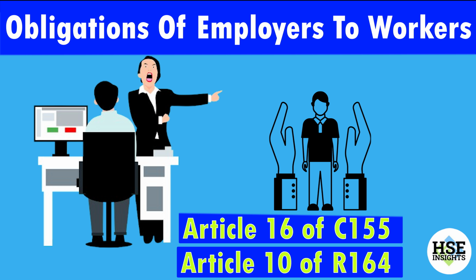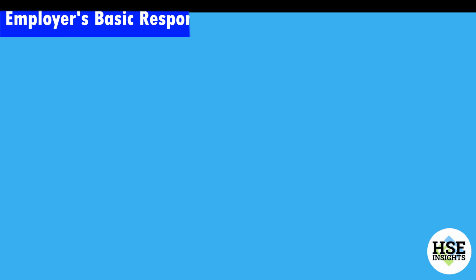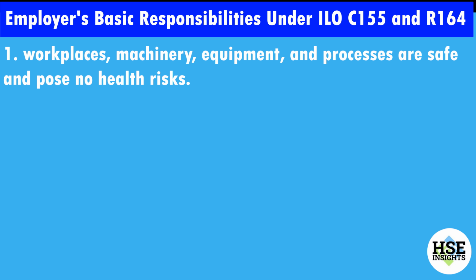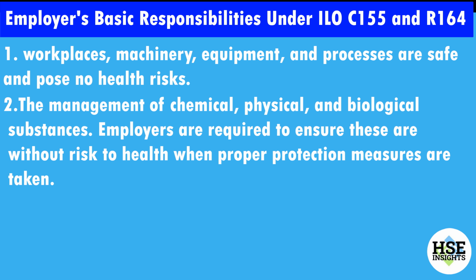Employers' basic responsibilities under the International Labour Organization, C155 and R164. First off, Article 16 of C155 outlines that employers must ensure, as far as is reasonably practicable, that workplaces, machinery, equipment, and processes are safe and pose no health risks. This means regular checks and maintenance should be a routine part of your business operations.